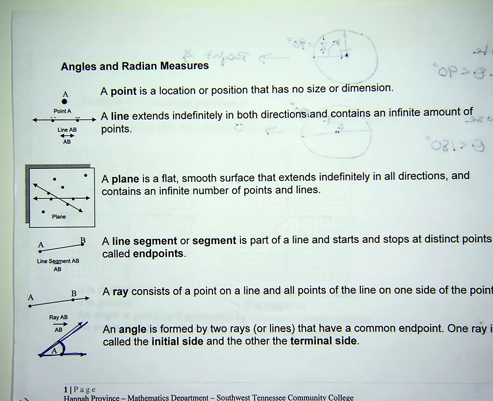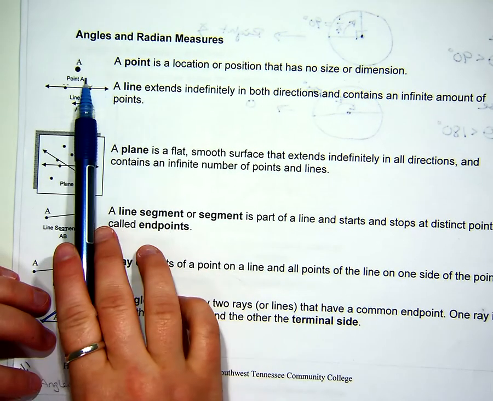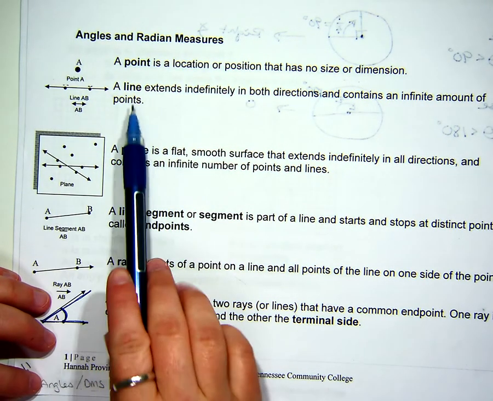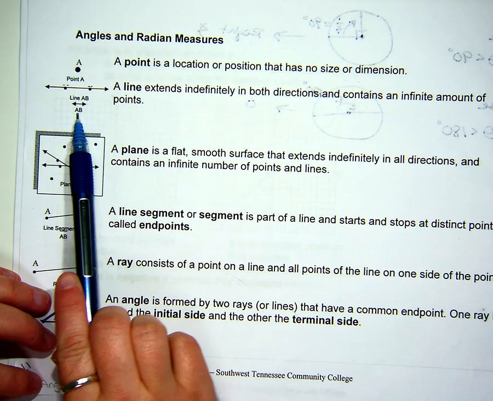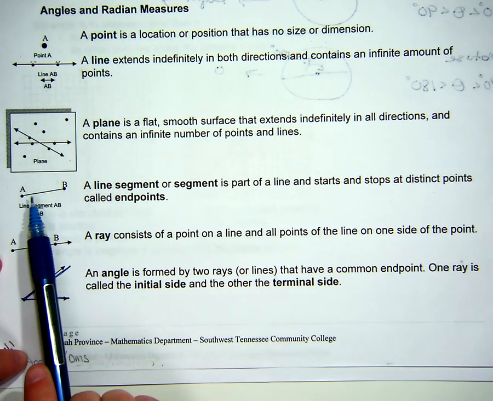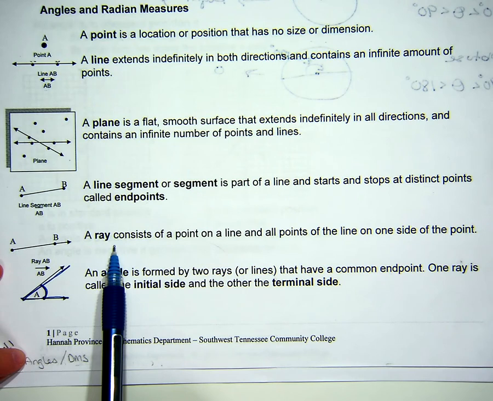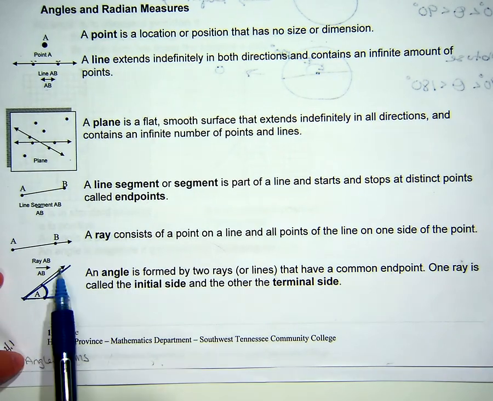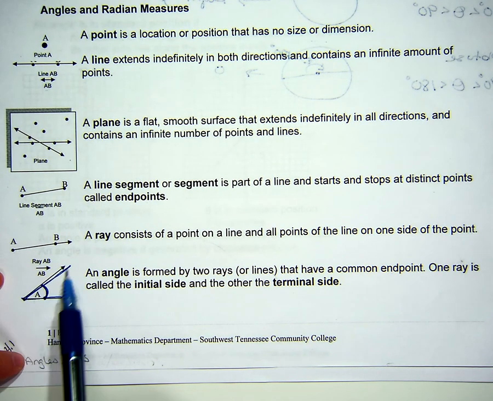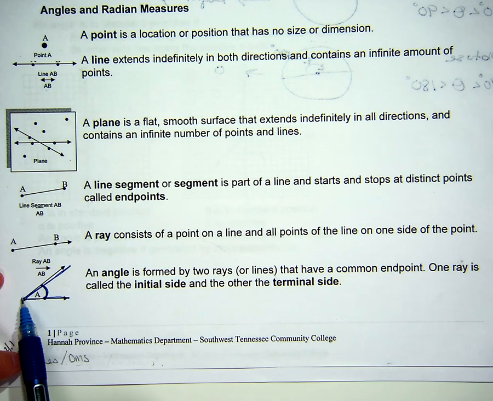Okay, let's talk about angles. A review of this would be that a point is simply of no size or dimension, a line is infinitely many points, a plane is infinitely many points and lines, and a line segment or segment stops and starts at 2 points. A ray consists of a point and all the points on one side, and an angle is formed when two rays intersect. So this would be the angle formed by these two rays.